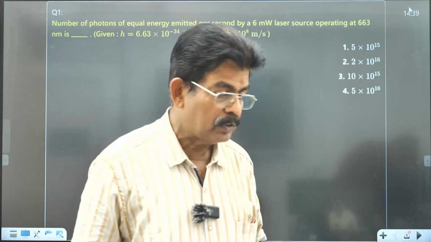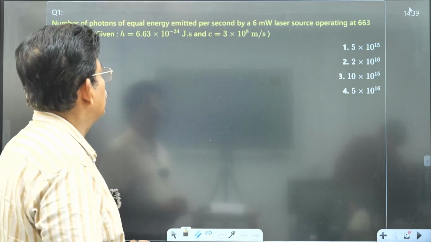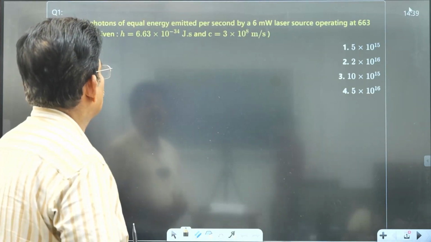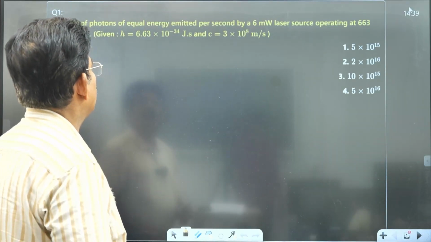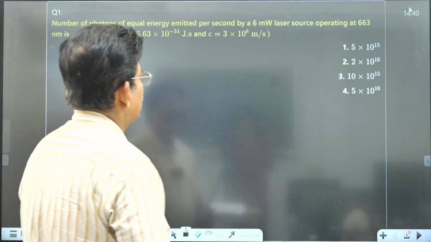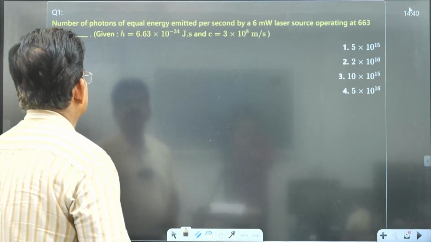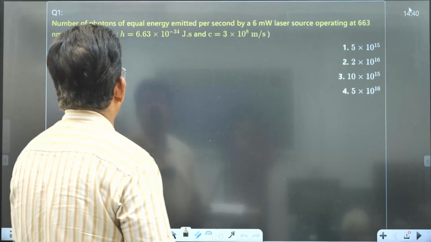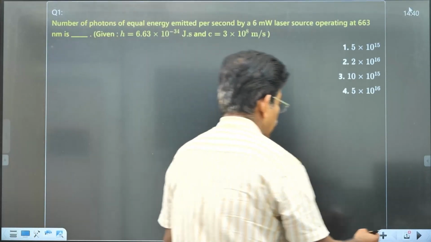Let us start with the first question. First question on the board. Number of photons of equal energy emitted per second by a 6 milliwatt laser operating at 663 nanometer. You have to calculate the number of photons.